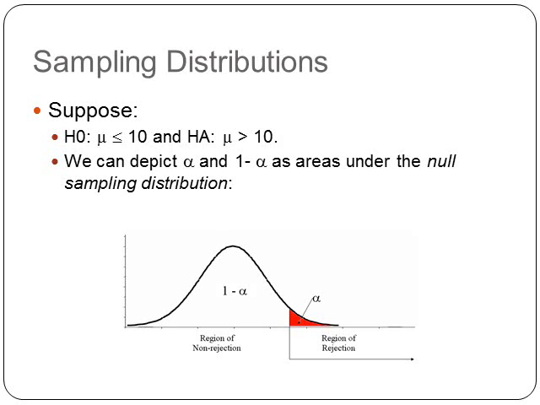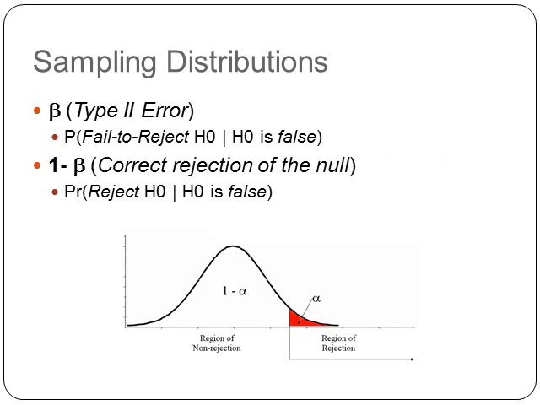Now, let's suppose the example where the null is mu less than or equal to 10, and the alternative is greater than 10. We can depict alpha and 1 minus alpha as areas under the null distribution. 10 goes into the region of rejection as the mean. Now, what about when we have beta, type 2 error? Basically, we failed to reject the null when the null is false, and we have 1 minus beta power. We have a correct rejection of the null.